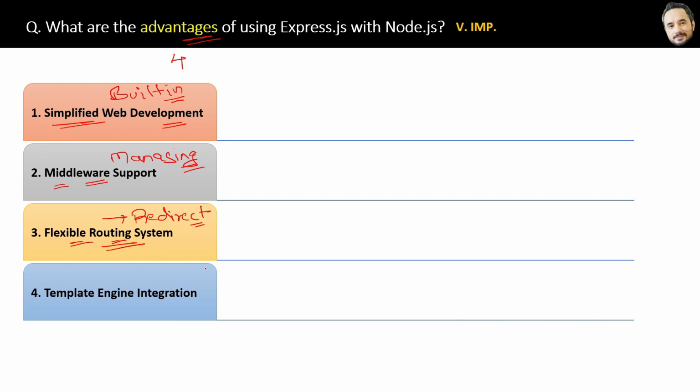Then last advantage is template engine integration. So sometimes we create some dynamic HTML at server side rather than client side. And template engine integration helps us in creating those dynamic HTML content. Basically here we combine the HTML template with the data from the database or anywhere. So Express framework will make this process very easy and simple for you.